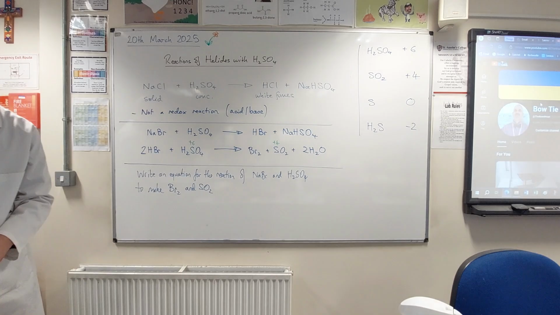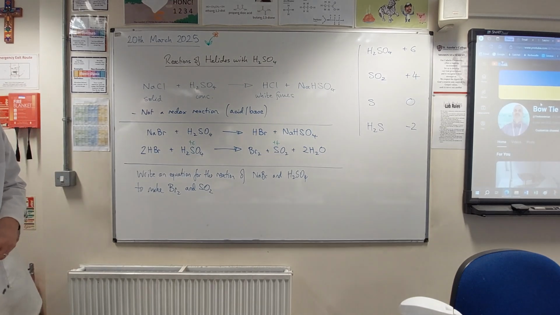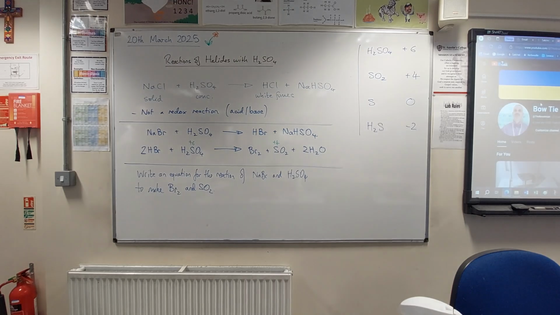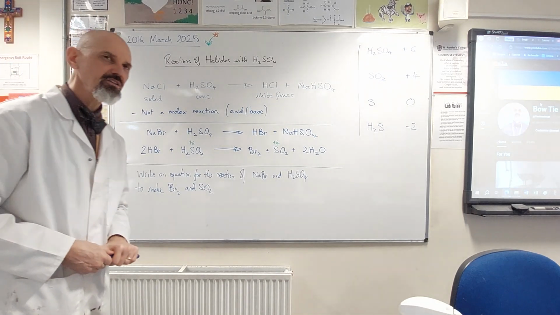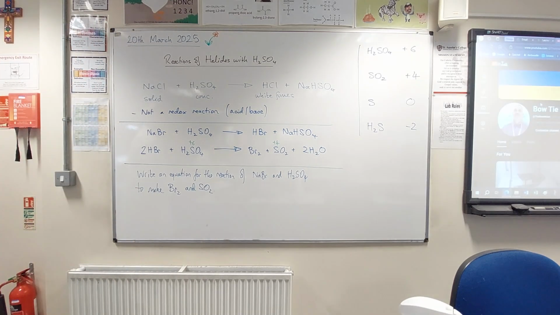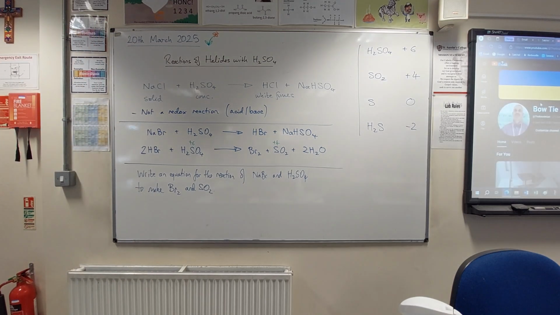Just before we talk about iodide, let's just solve that particular problem. Write an equation for the reaction of sodium bromide and H2SO4 to make bromine and SO2. And just have a go, have a little fiddle, and see if anything pops up. And I'll pause the video for a moment.